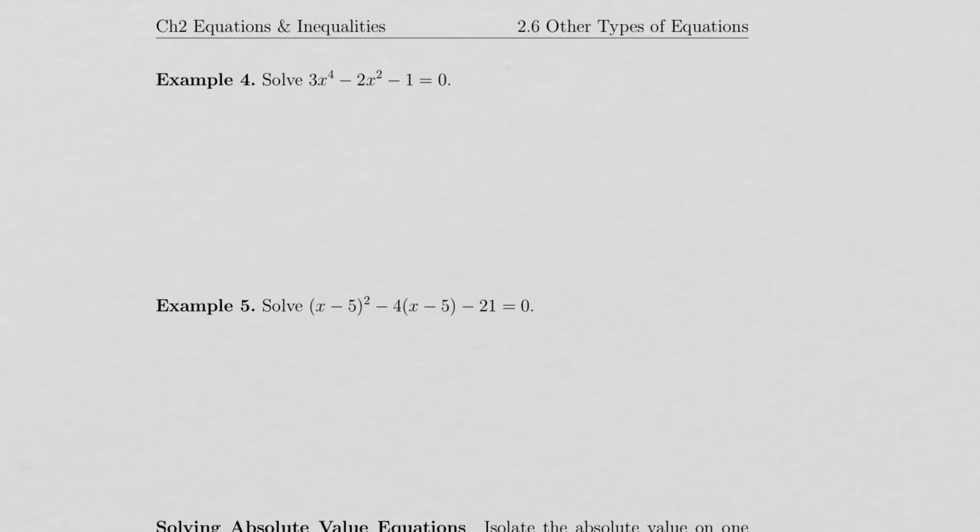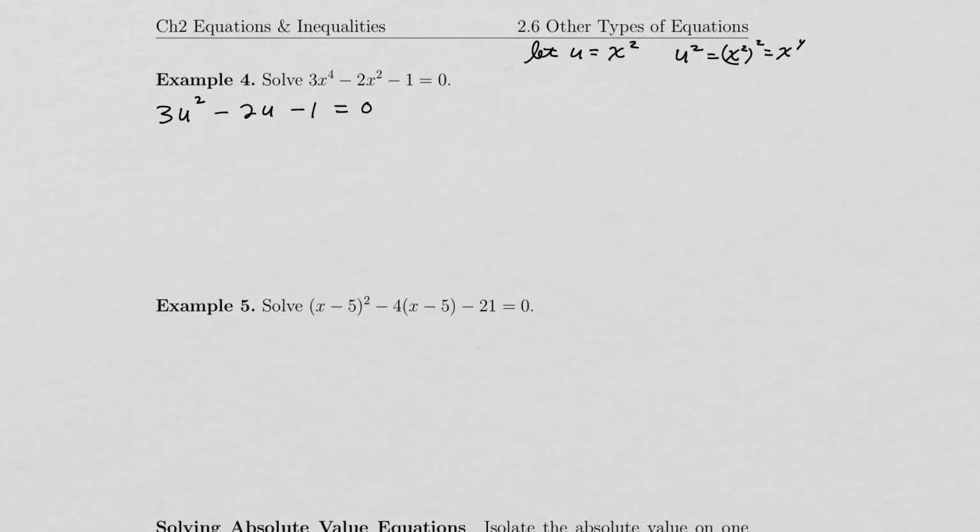So again, to solve this, we're going to do a u substitution. We're going to let u equal x squared again. So now I can write this as 3u squared, because remember, if I square u now, it's going to be x to the 4th. Right? So 3x to the 4th is the same as 3u squared minus 2u minus 1 is equal to 0.